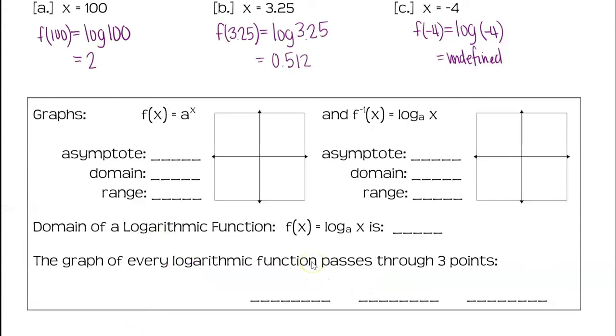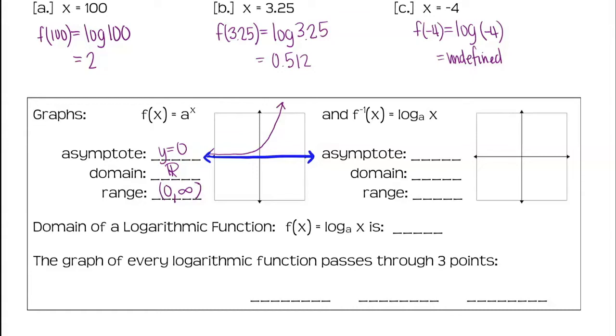Okay, graphs. Here's a to the x, and we looked at exponential functions. A to the x graphs looked kind of like this. Depending on what your base is, it varies a little bit. They have an asymptote at y = 0. The domain is all real, and the range is all positive y values, not including 0. So soft bracket at 0 to infinity.